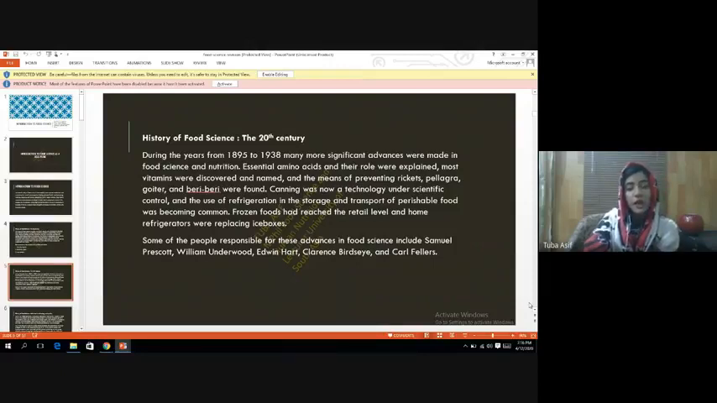They are usually high in water content, and non-perishable items are the ones that have a high shelf life. They do not deteriorate. For example, perishable food items include eggs, meat, milk, and poultry, and the non-perishable ones are rice, grains, lentils, and dry fruits. They are the non-perishable ones that have higher shelf life. Frozen foods had reached the retail level, and home refrigerators were replacing ice boxes.